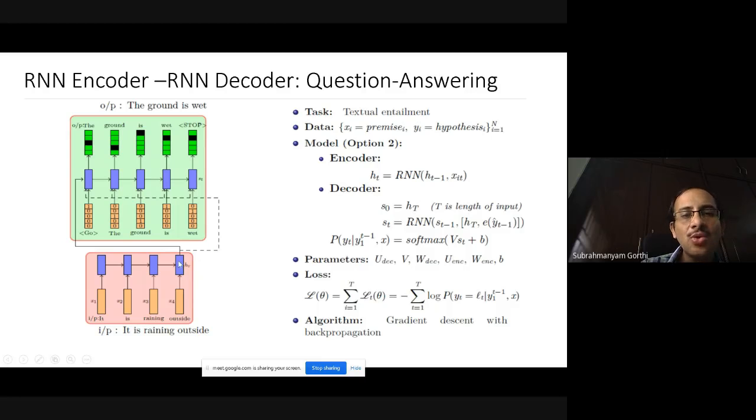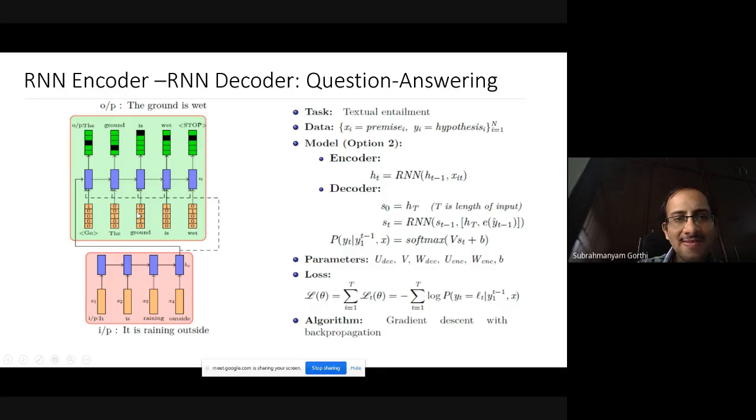Okay, what is the encoding of this English sentence in terms of a vector? Word to vector and then vector to features. Given these features, the embeddings are the features of these words. I want to use them for decoding the answer, right? So it is raining outside, the ground is wet. So this is the question and this is the answer.